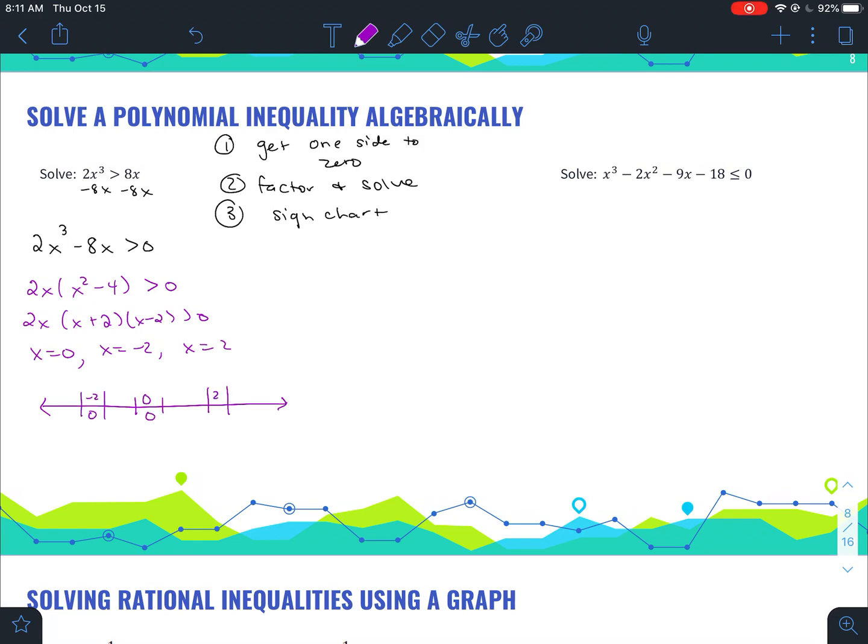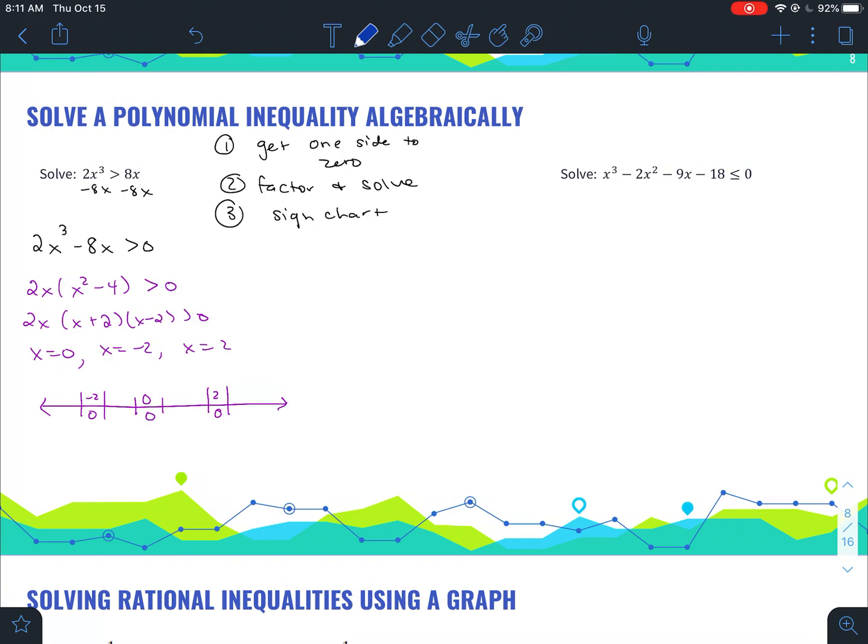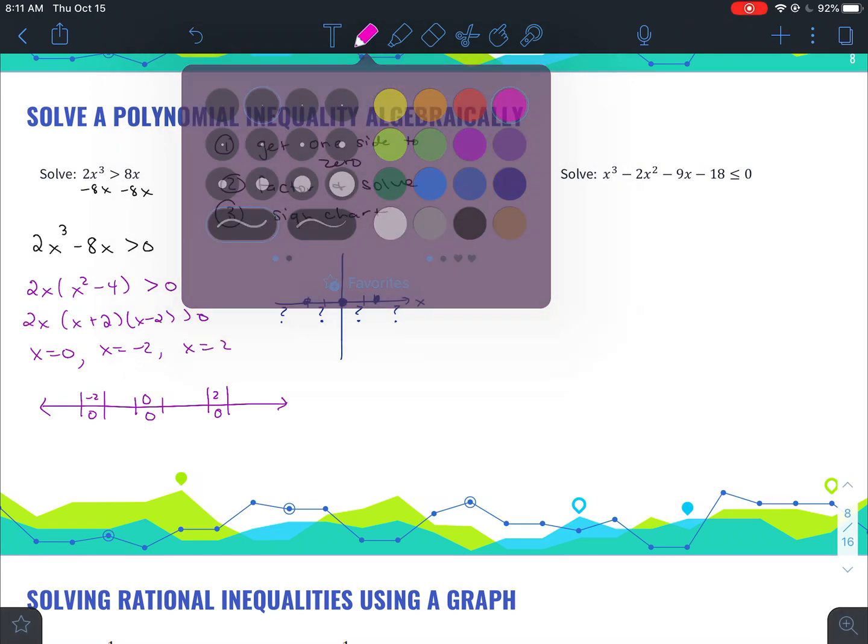I know that's where on my graph it would be 0. Basically what I want to know is what's happening in between those. So if on my graph, if you think of the x-axis as a number line, I have 0, negative 2, and positive 2. I want to know what's happening in between those zeros, right? Where is the graph going? Is it above or below those zeros? Well, we can just test numbers.